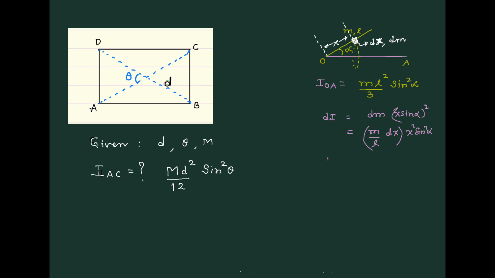So we will get I as the integration of dI, and that will be the integration of this whole expression. The limit of x will be 0 to L, and it will come out to be ML square by 3 sine square alpha. So we are going to use this relation.